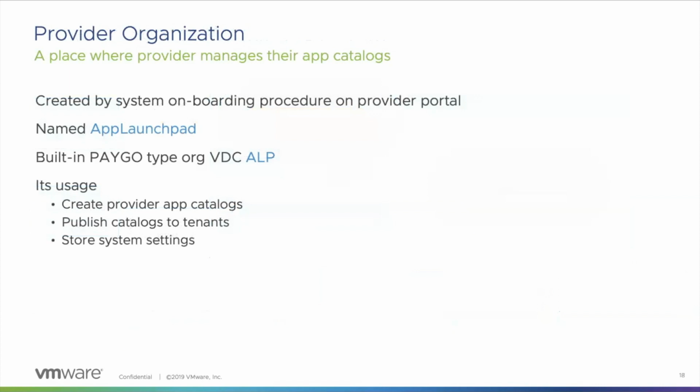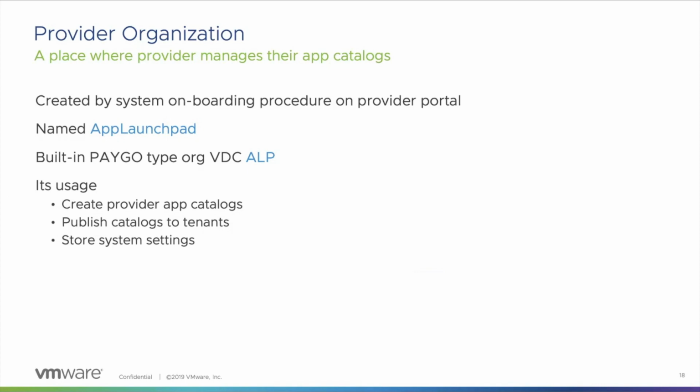So that provider organization, the App LaunchPad organization, is created by the system through an onboarding procedure. The first time that a service provider logs in, they'll be taken through a step-by-step guide on how to get up and running with App LaunchPad. And this is an organization that will be named App LaunchPad.